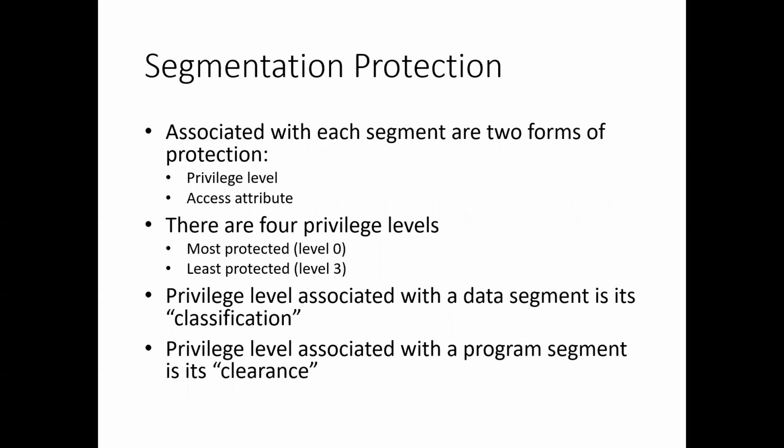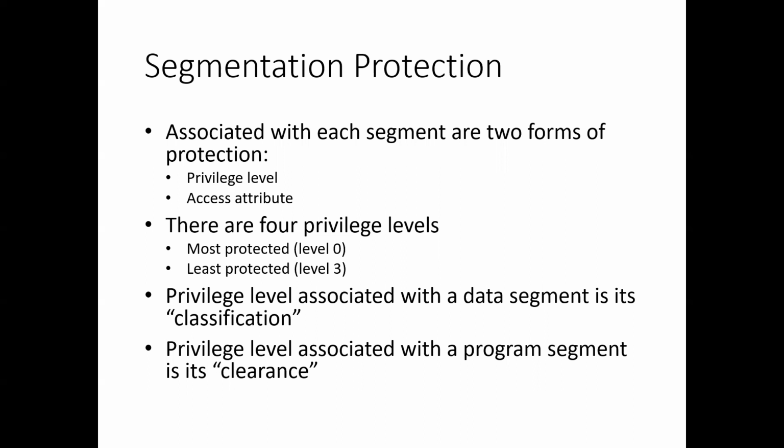Associated with each segment are 2 forms of protection: privilege level and access level. There are 4 privilege levels, from most protected, which is level 0, to least protected, which is level 3. The privilege level associated with a data segment is its classification, and the privilege level associated with a program segment is its clearance. An executing program can only access data segments for which its clearance level is lower than or equal to the minimum privilege level of the data segment. The privilege mechanism also limits the use of certain instructions.